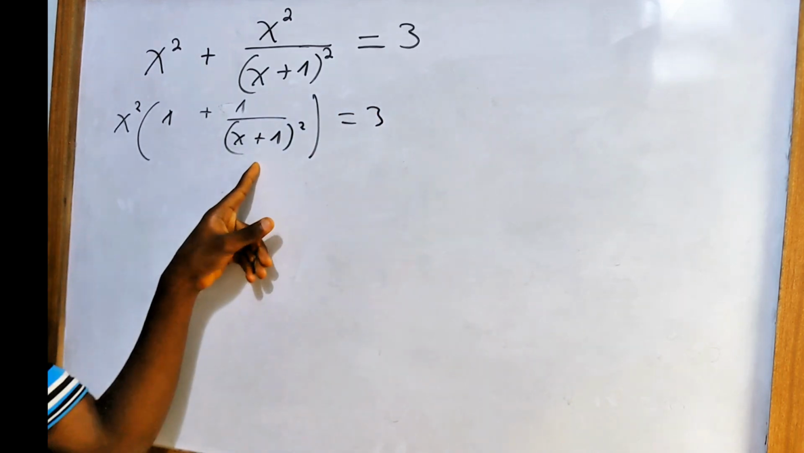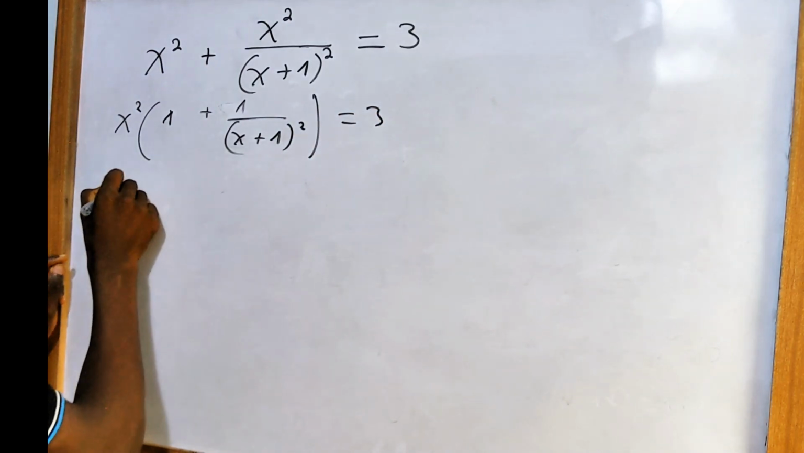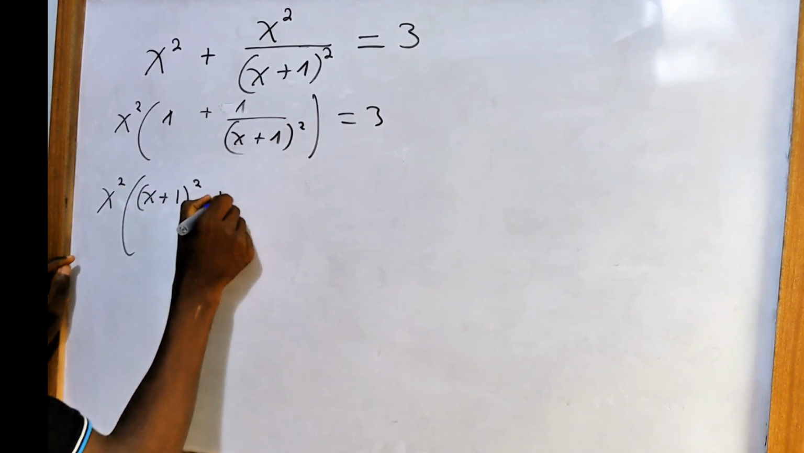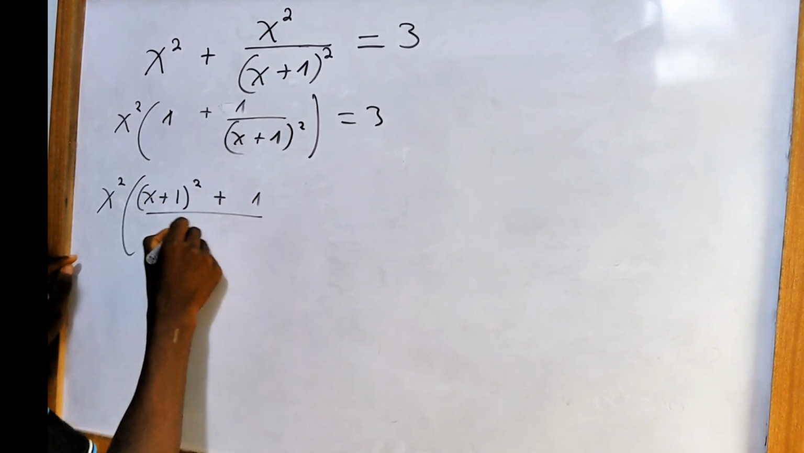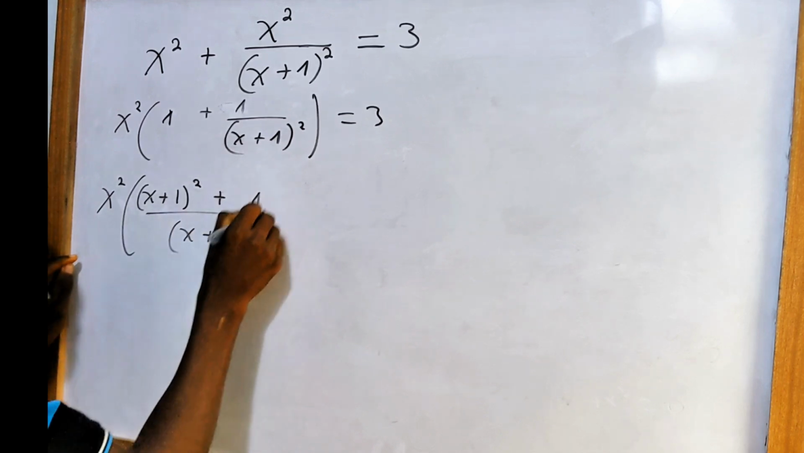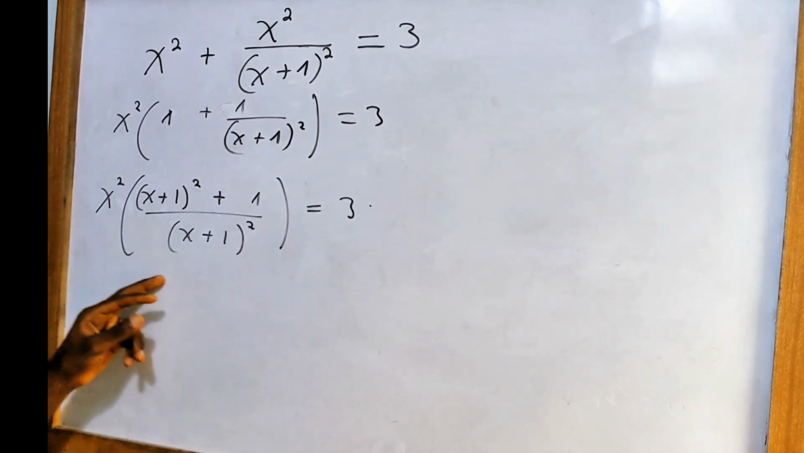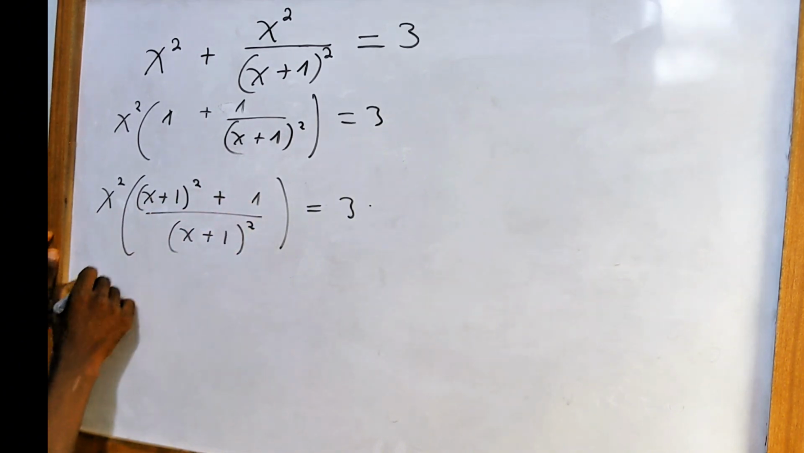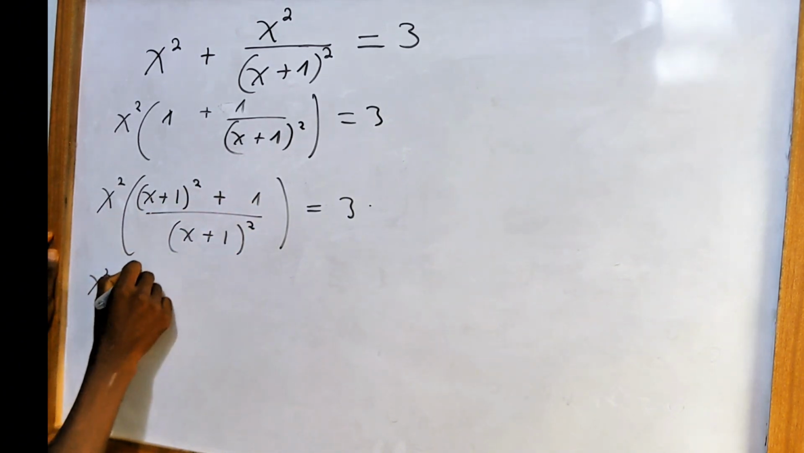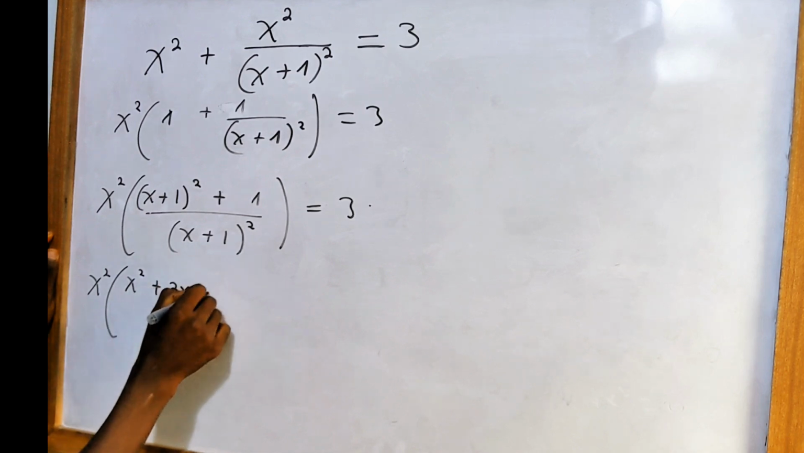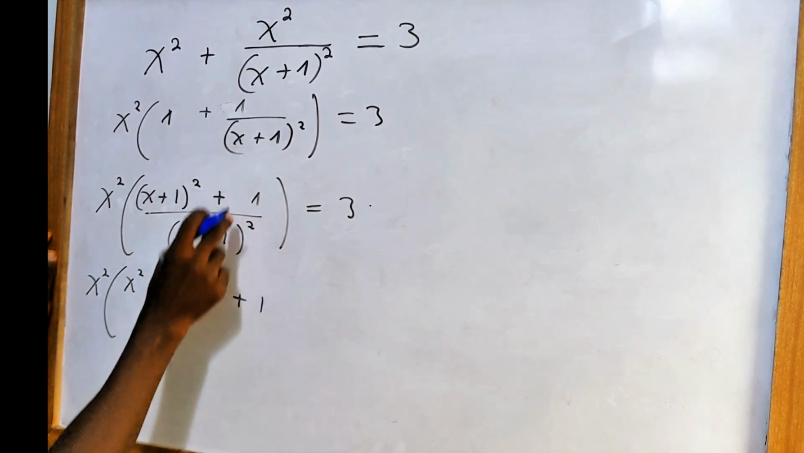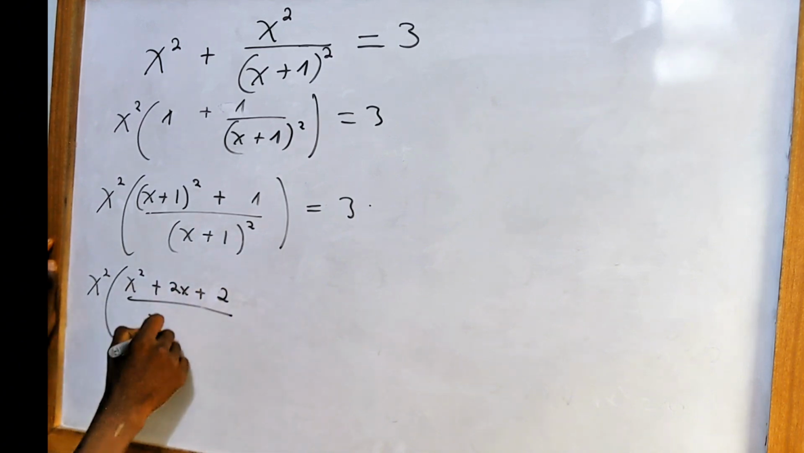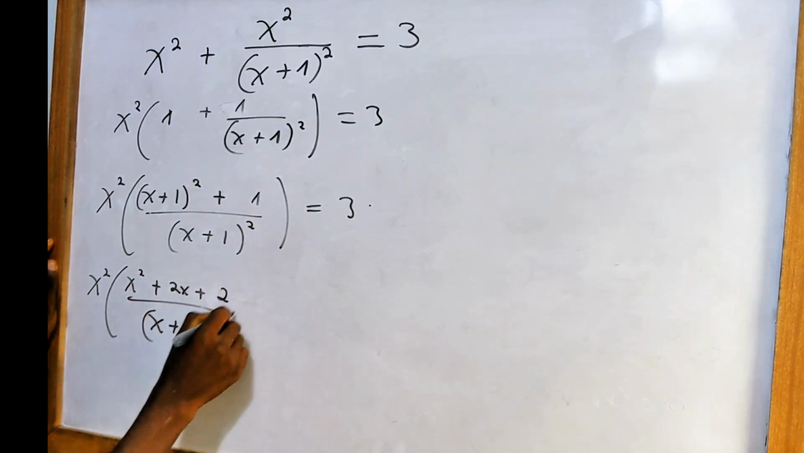At this level, I will do the LCM. Then you have x square into ((x + 1) all that square plus 1) all over (x + 1), all that square equals 3. Proceeding with this, I will expand this numerator to have x square into (x square plus 2x plus 1) plus 1. Combining these two, we are going to have 2 here all over (x + 1), all that square equals 3.